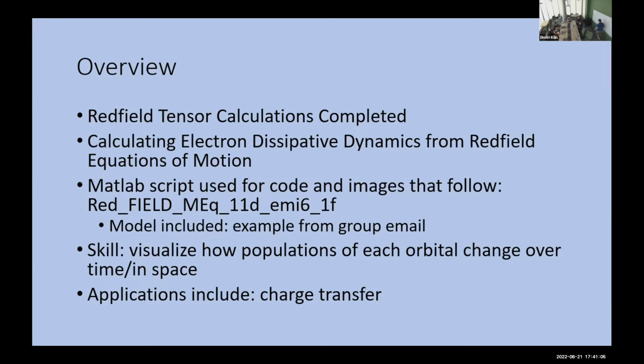I followed along using the MATLAB code. I also, like a couple other people, had some issues running my own examples, so if there's time, I'd appreciate any feedback on it too. For this model, I did the same model that Ligma Q was working on. As has also been mentioned, looking at how these populations change in space and time can help you see how the charge transfer goes around.